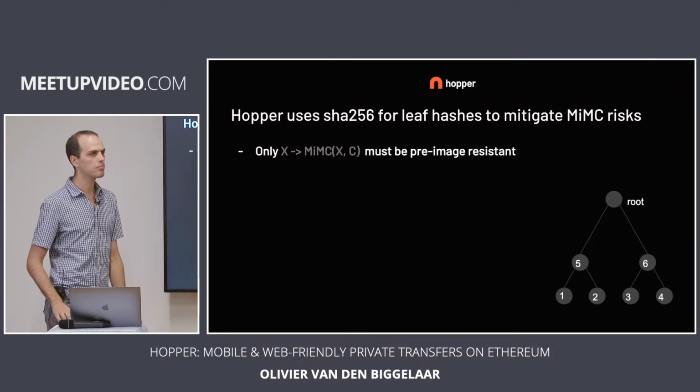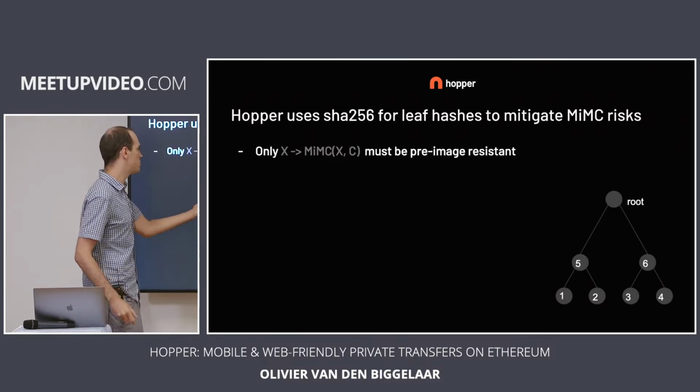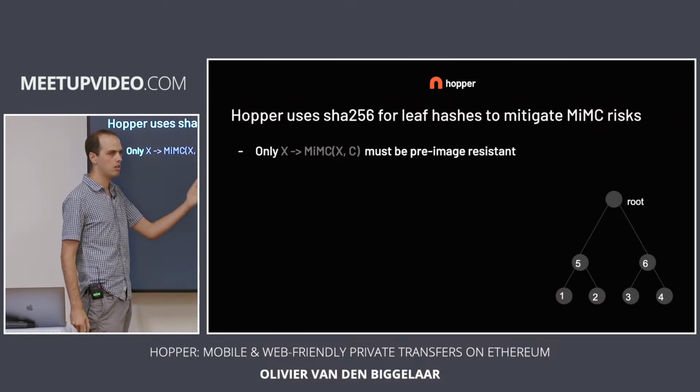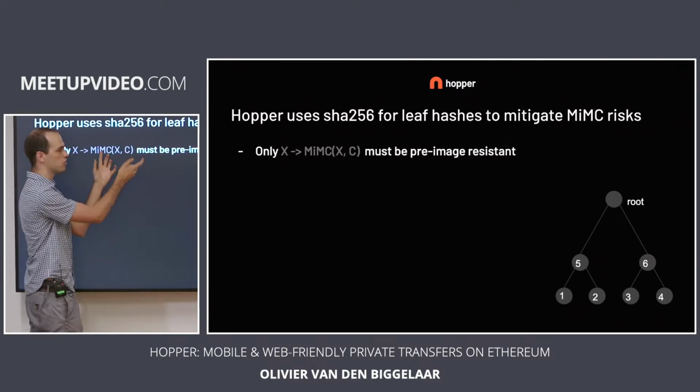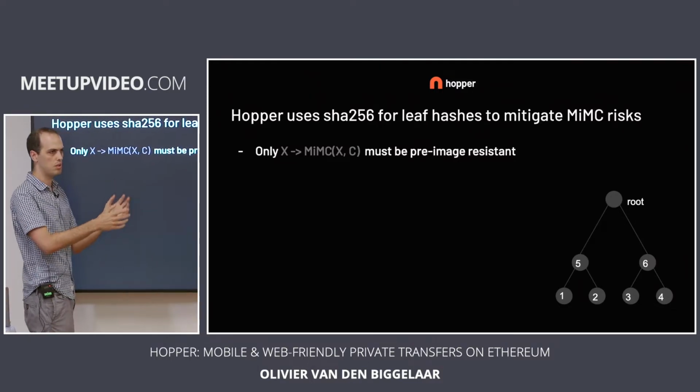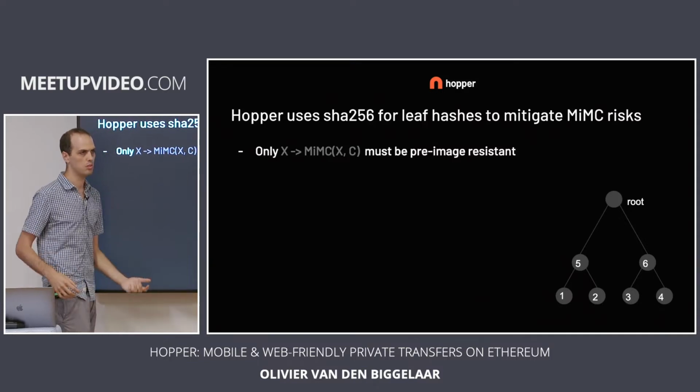Okay, what is C? It's just a constant. It just means the right-hand side, although it doesn't have to be the right-hand side. It's just one of the two inputs being known.